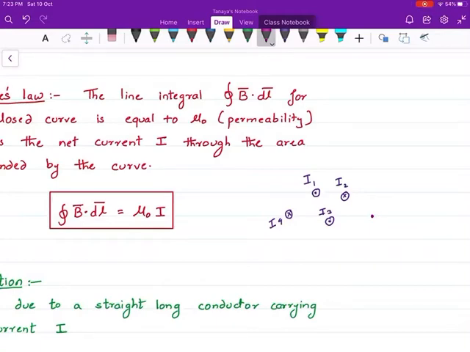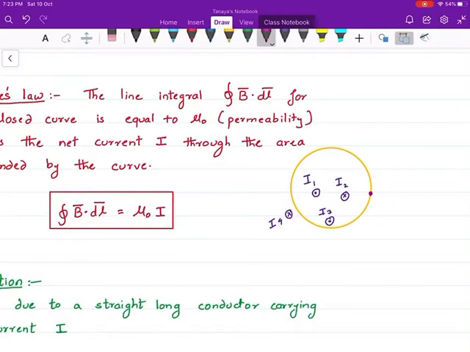So what will I do? I will consider a circular loop which passes through this particular point P, where we want to find the magnetic field intensity. So I will draw a circular loop passing through this particular point. Now somehow that loop has got shifted. I'll shift my point. Okay, suppose this is the particular point, right?